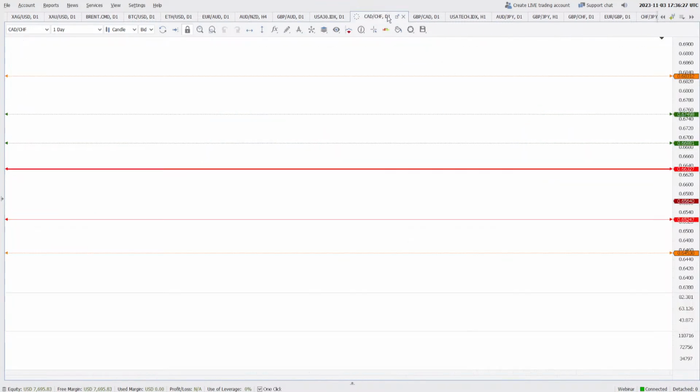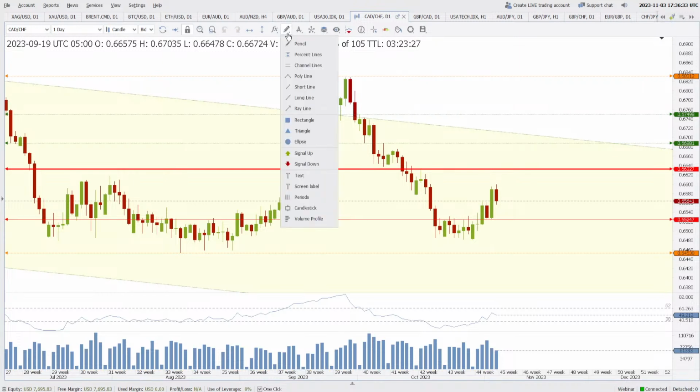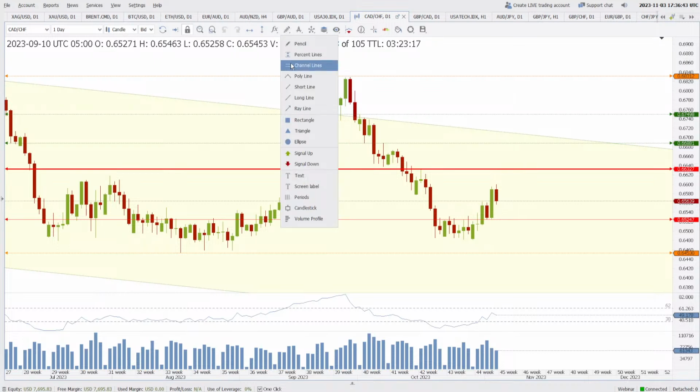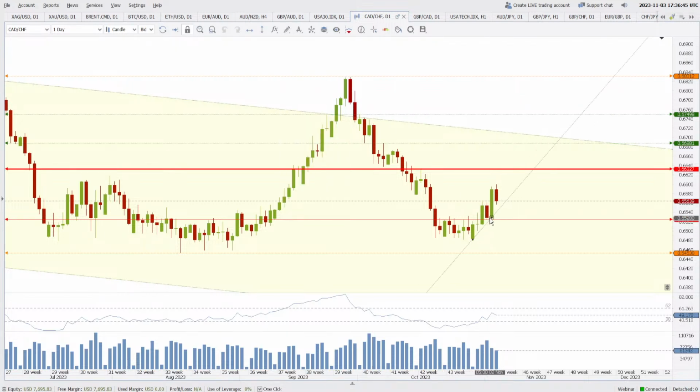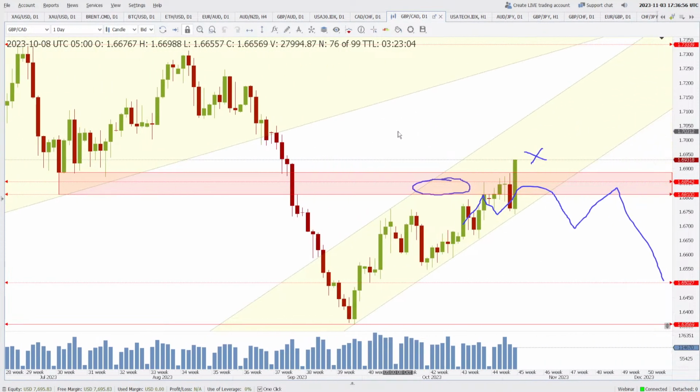All right, CAD CHF, higher prices are possible, with some pullback. So expect the price to move like this. This is possible, guys. So what you can do is something like this. Support is 0.6524, the resistance is 0.6632 in this market.